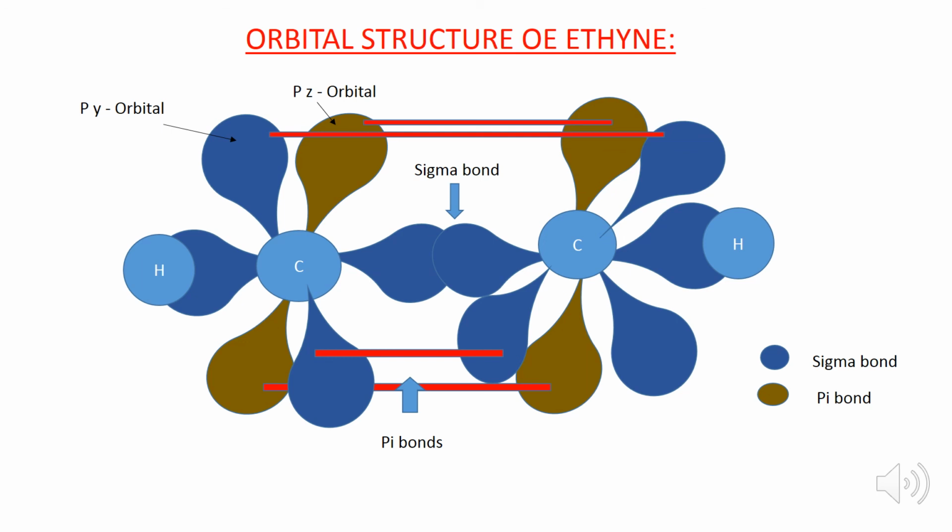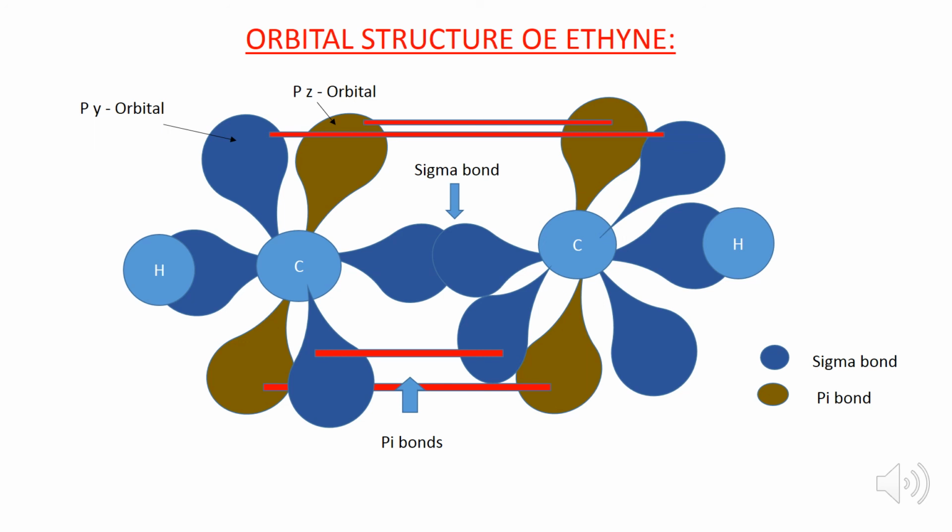Here carbon is overlapping with a hydrogen atom by head-on overlap and it forms one sigma bond. On the other hand, the carbon is overlapping with another carbon atom by head-on overlapping and forms another sigma bond. As a result, two sigma bonds are here. So in this case, the type of hybridization is sp hybridization.